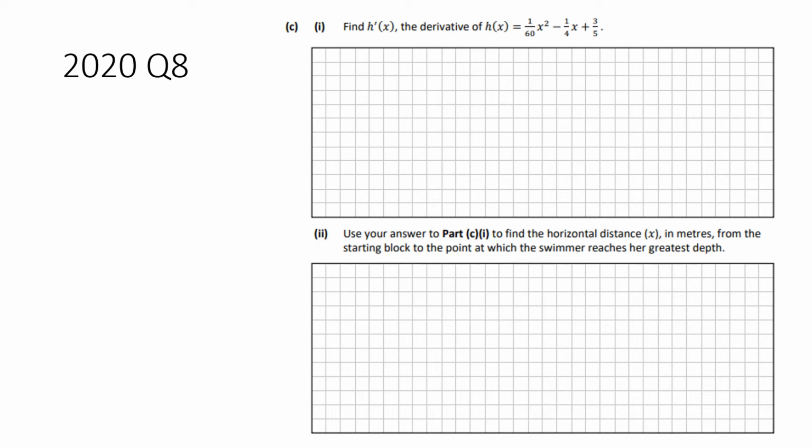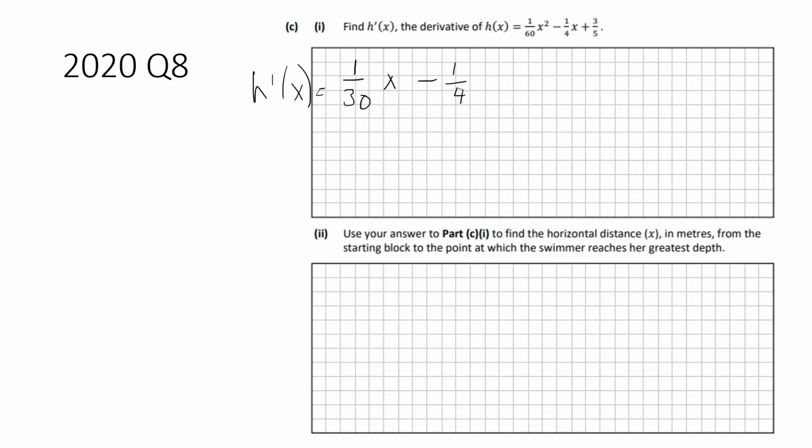Then for part C, find h dash of x, so the first derivative of your function. So 2 times 1/60 is 2/60, which is 1/30 x. And then we have minus 1/4, drop the x, and 3/5 cannot be differentiated. So that's your h dash of x.